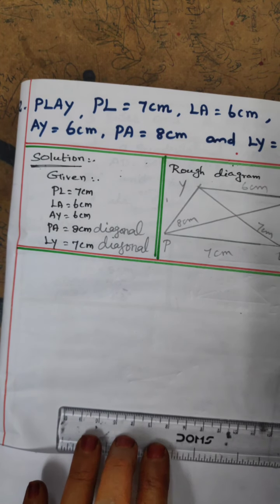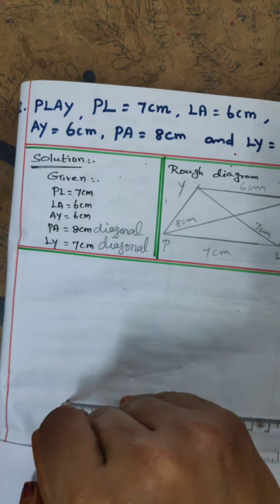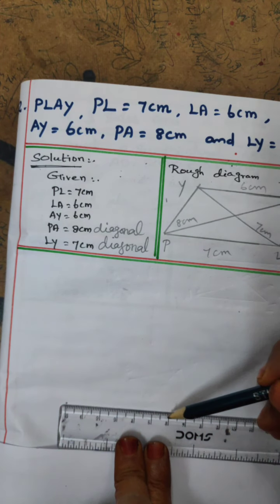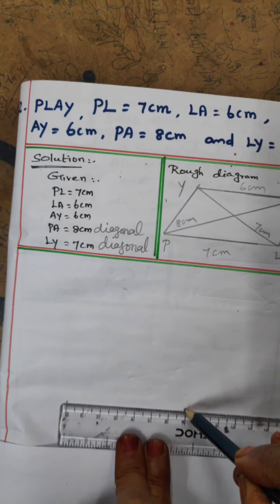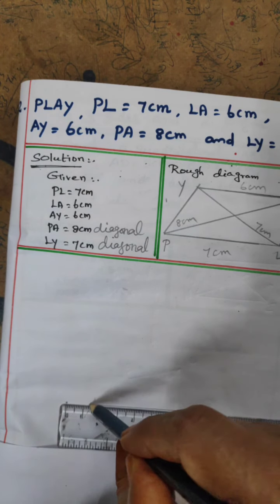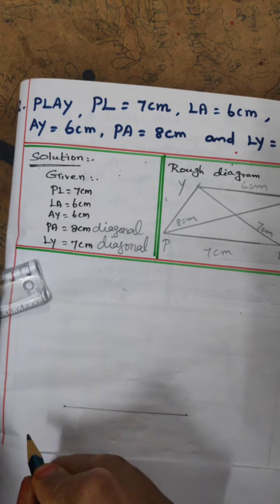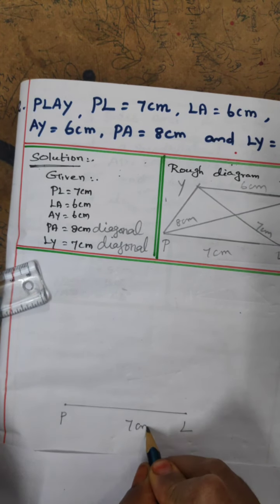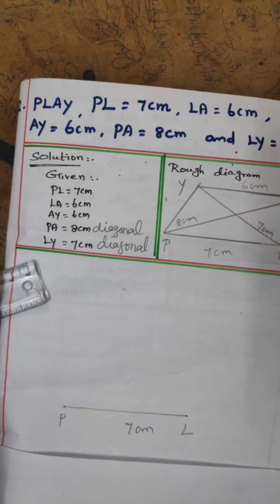What is the first work? Keep the 0 on the point only. Next 1, 2, 3, 4, 5, 6, 7. Keep 7 straight on one point. Join these two points also. This is what value? P, L, 7 centimeter. Okay, next the remaining work use the compass and do it.